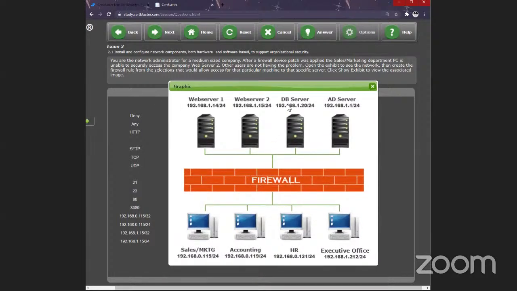All right. So what do we want to do? We want to allow this PC access to this web server. Right? That's what they said. They said they want to allow access for that particular machine to that specific web server. So we see the source IP. What's the source IP going to be? You don't have to give me the CIDR notation yet, but what about the source IP?